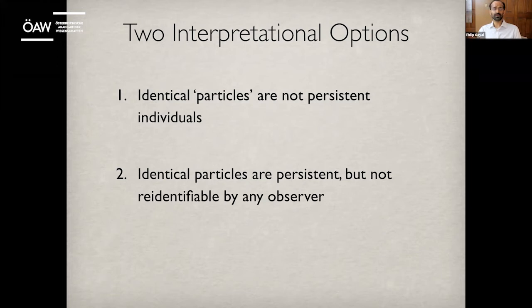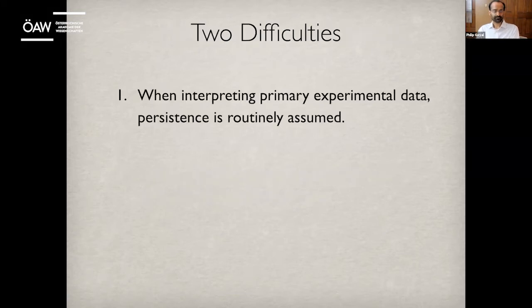And today, these are the interpretational options that we still have on the table, and people involved in interpretations of the quantum treatment of identical particles still speak in these terms. But there are problems with both of these interpretations, serious problems in my view. The first is that when we actually look at what we do as physicists, when we interpret primary experimental data, we routinely assume persistence and, in fact, re-identifiability, at least in special cases.